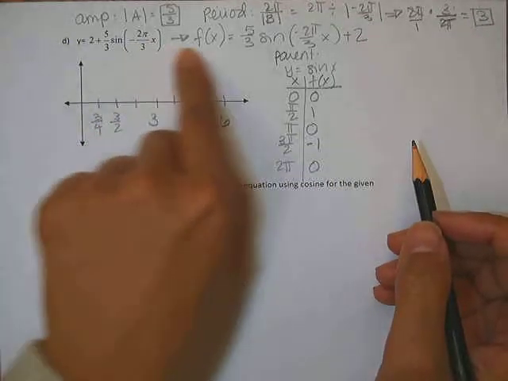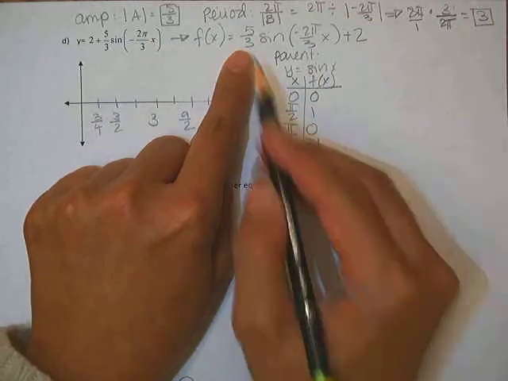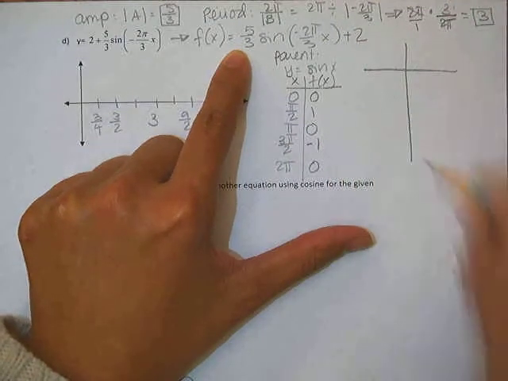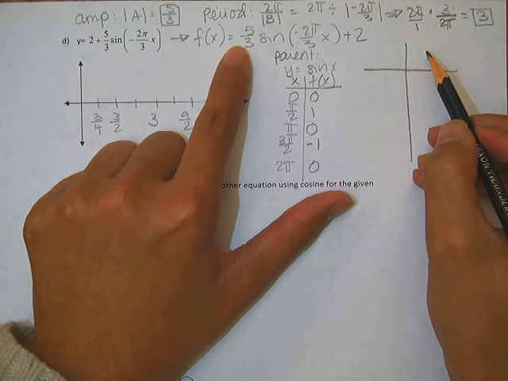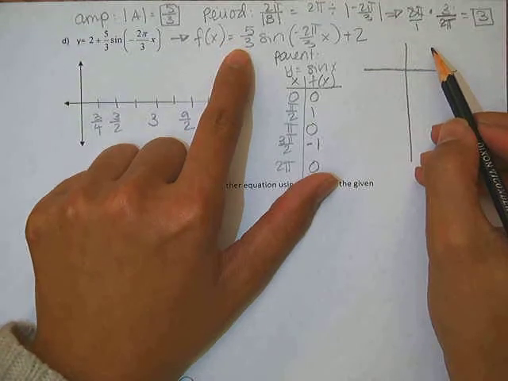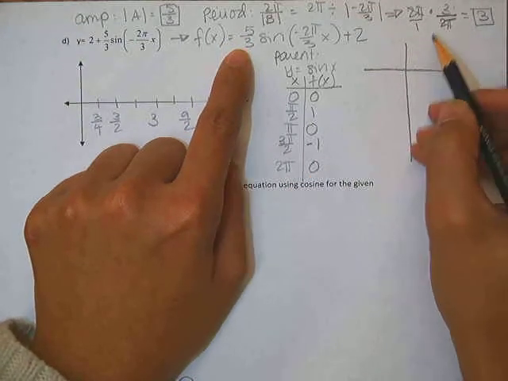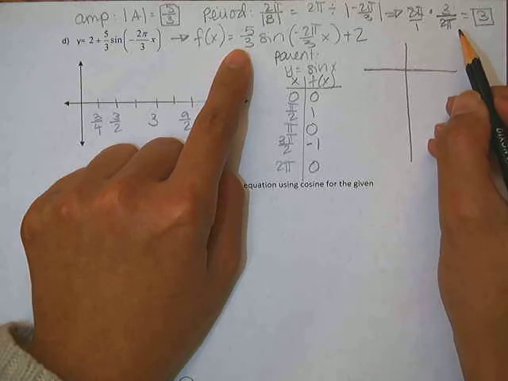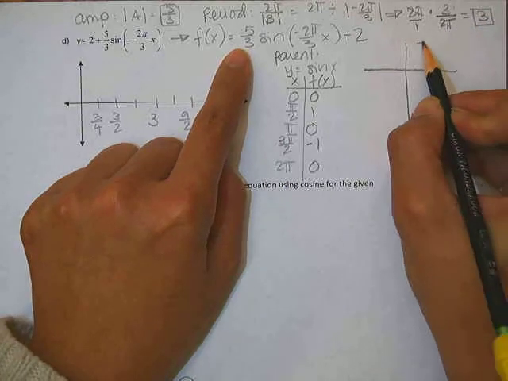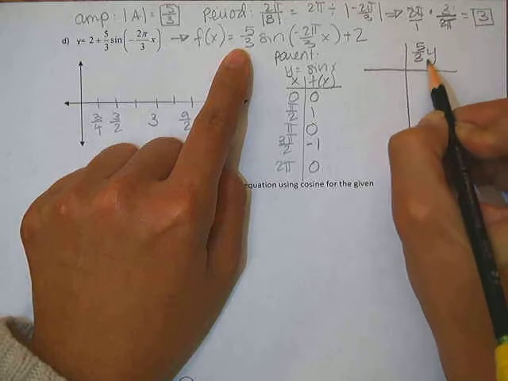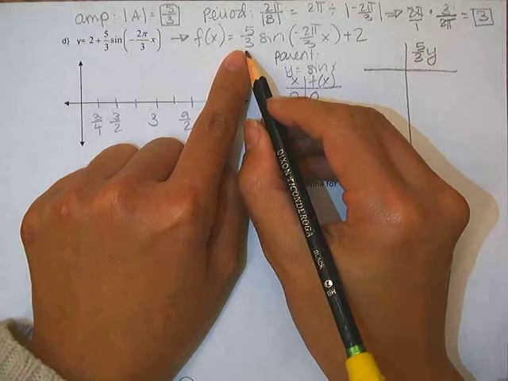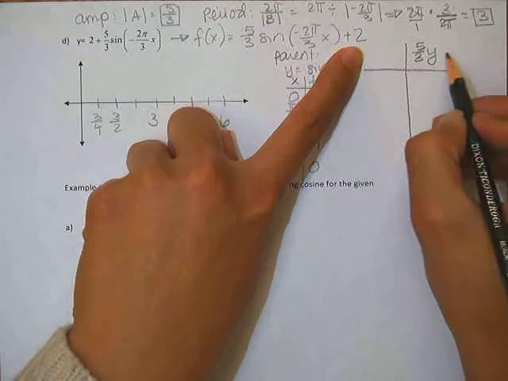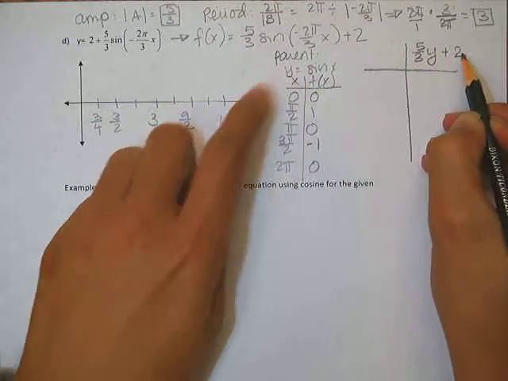Alright, a bunch of changes. Here we go. This is a vertical change, so let's put it on the vertical, which is the output. This is a vertical stretch of 5 over 3. So 5 over 3 times y. That's a vertical stretch of 5/3. Okay, this is a vertical shift up, so I'm moving up by adding 2.